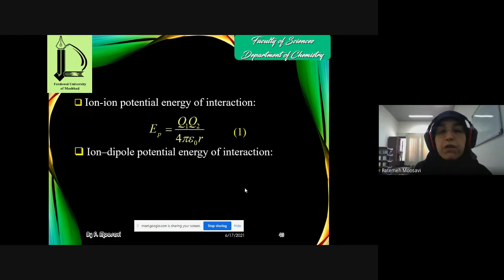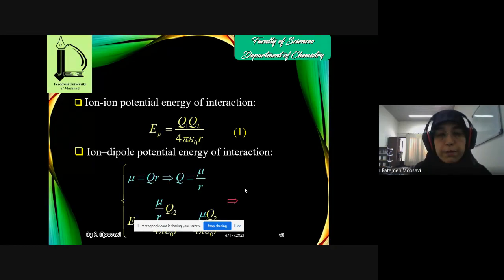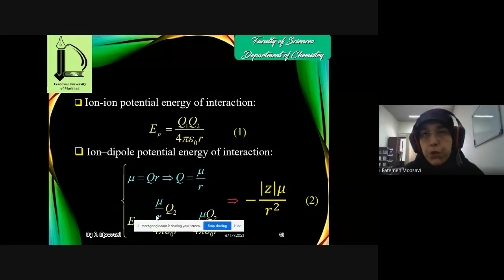Since in the case of ion-dipole potential energy of interaction, we have partial charges instead of full charge, we should replace Q with dipole moment. You know that dipole moment is observed if partial transfer of charge occurs during the sharing of electrons. So, instead of Q, we have mu over R. And as a result, the interaction energy between an ion and a dipole is expressed by equation number 2.